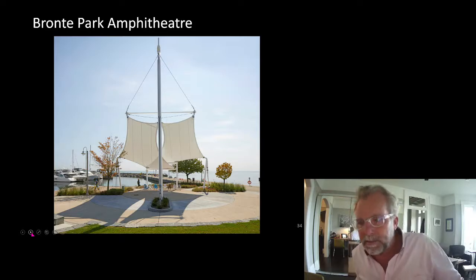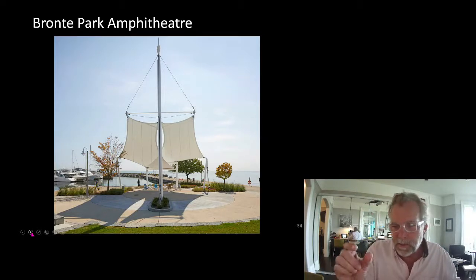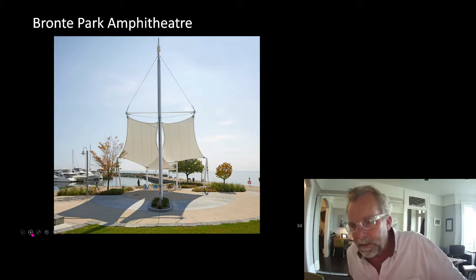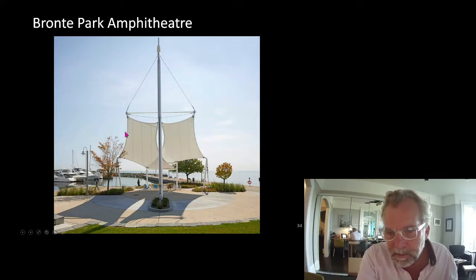This is an amphitheater. This is a tensile fabric project. This is one that I designed a few years ago at Bronte Park in Oakville. So this is tensile fabric, not a shade sail. The difference is that this tensile fabric has a strength of something like 500 pounds per inch, or like 2 kilonewtons in two and a half centimeters. Extremely strong, and as a result we can have big membranes like this that can stand up to the wind and snow right on Lake Ontario all year round. They don't take this thing down.